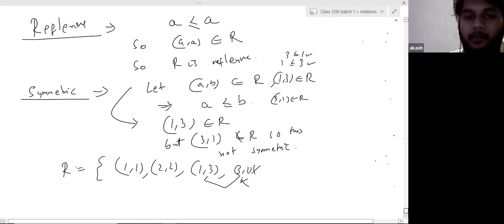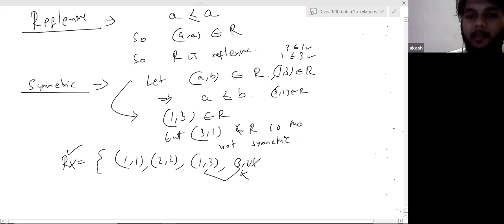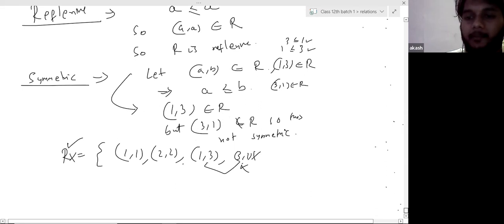All right. So never think that this part is symmetric, that part is symmetric. This is one relation. This is one single set. If one element misses something, then the whole set has to be named as not symmetric.